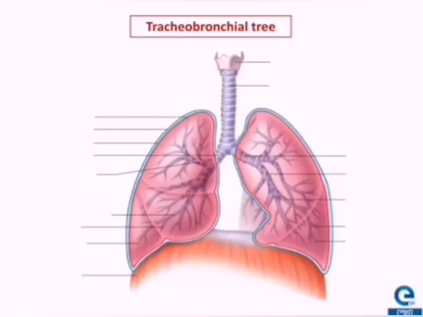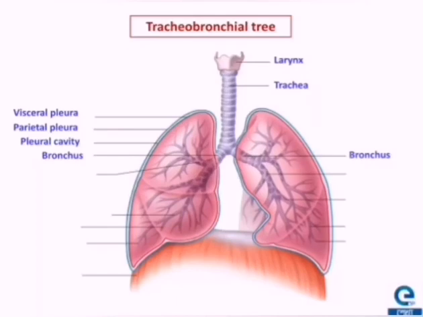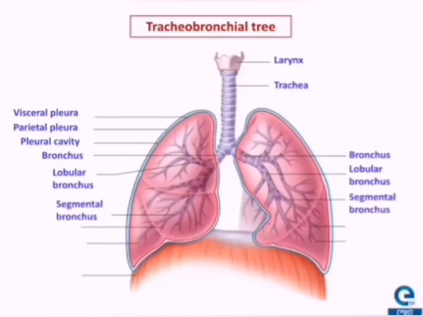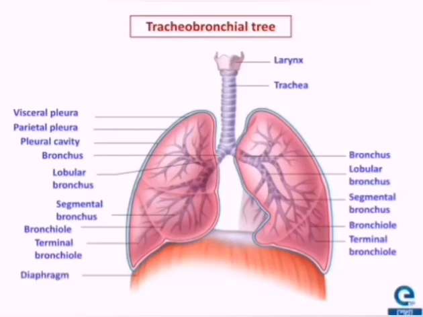It is the image of a lung starting from that white portion which is called the larynx. After the larynx, this portion is called the trachea. This is the visceral pleura and this is the parietal pleura, which are the membranes of our lungs. This is the pleural cavity. These are the bronchi. This is the lobular bronchus and this is the segmental bronchus, which are the divisions of the bronchus. This is the bronchiole. This is the terminal bronchiole and the last part is the diaphragm.